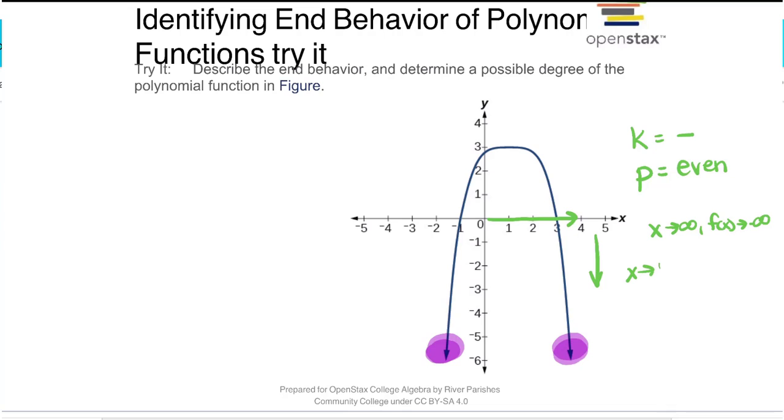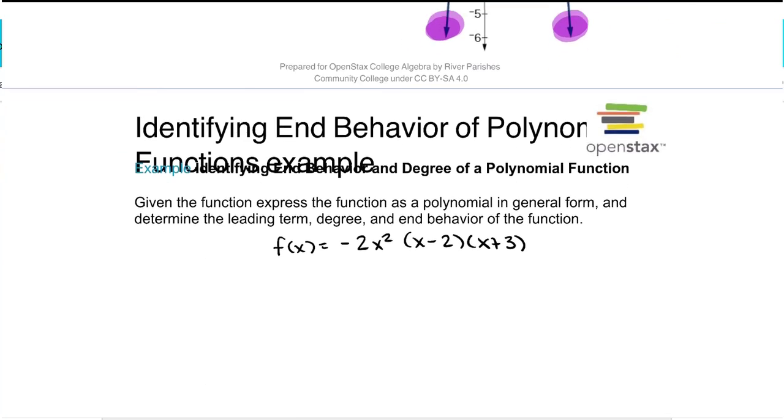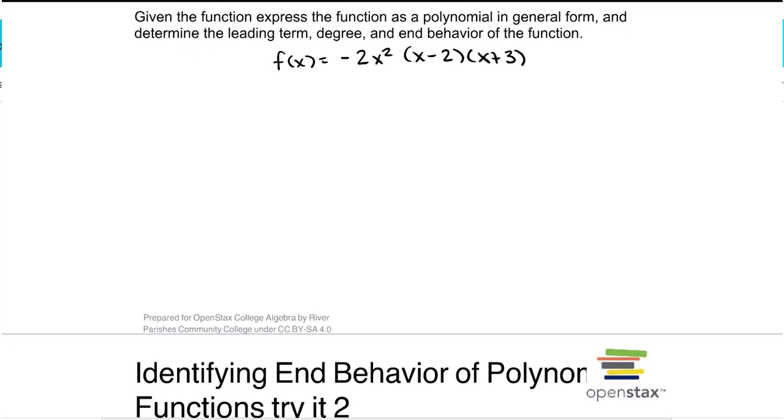As x approaches negative infinity, as it goes to the left, the graph is still going down, so f of x approaches negative infinity as well. Okay, so given the function, express the function as a polynomial in general form and determine the leading term, degree, and end behavior.